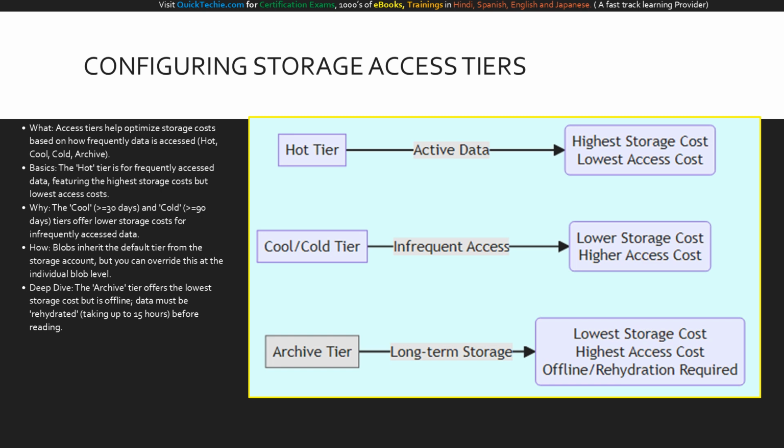This visual spectrum maps the access tiers against their cost and availability trade-offs. On the top, the hot tier represents high availability and higher storage costs, ideal for active workloads. Moving to the middle, cool and cold tiers decrease your storage costs while slightly increasing access costs. At the bottom, the archive tier offers the cheapest storage possible, but notice it is marked offline. It requires hours of rehydration time before that data is accessible to your applications. This structure helps you align your data's lifecycle with the most cost-effective tier.